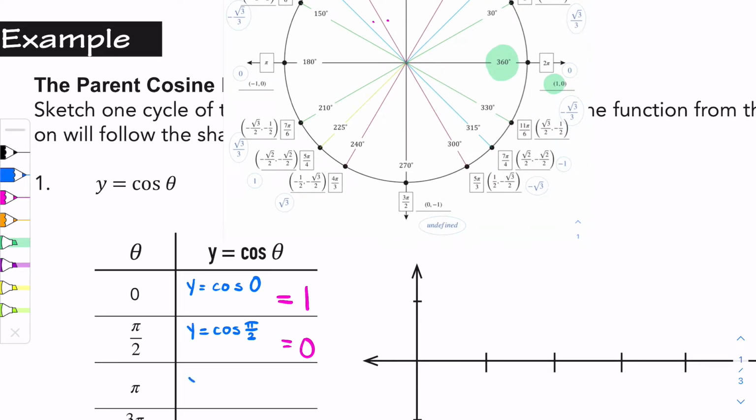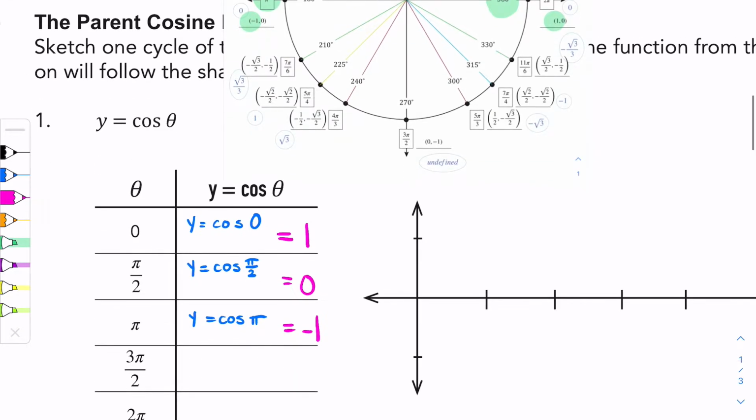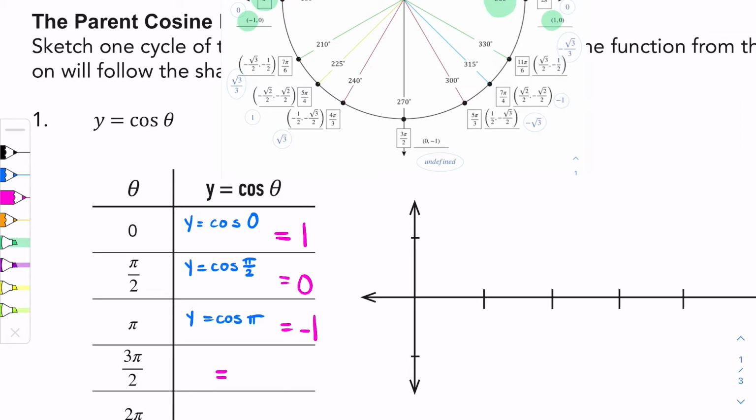At pi, what is the cosine value? Well, on the unit circle, here's pi. The cosine value is at -1. At 3 pi over 2, the cosine value is at 0. And at 2 pi, which is also 0 or 360 degrees, so right back to the beginning, the cosine value is at 1. So here's how we know that the oscillating pattern, or the wave pattern, is going to repeat, because we started at 1 and we just hit 1 again.